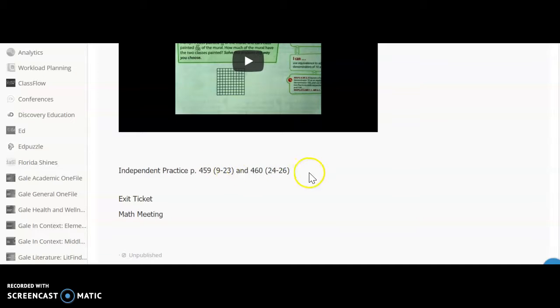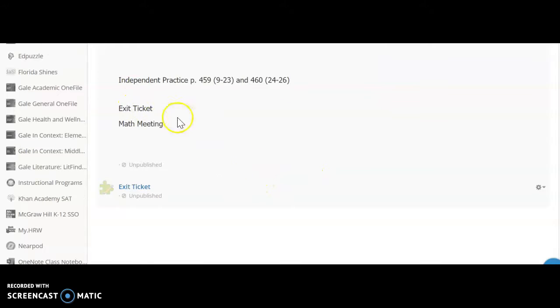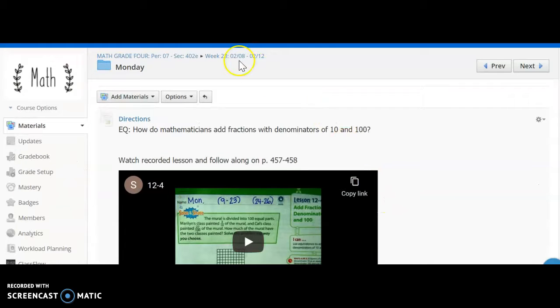And then on the following pages, you have a few independent practice problems. We do have an exit ticket located right here, and we will meet at 2 o'clock to go over those questions.